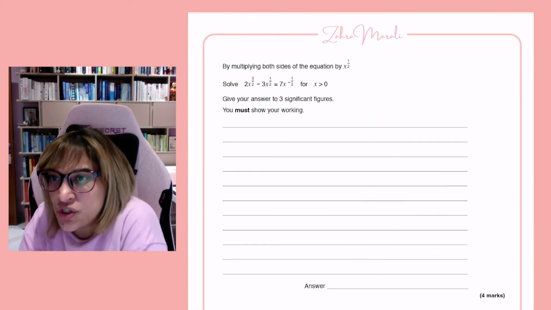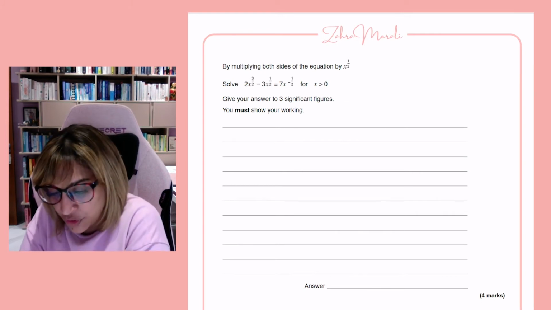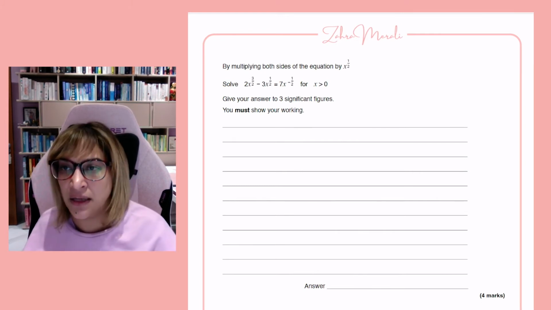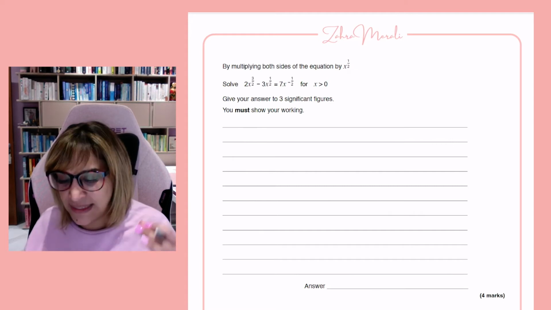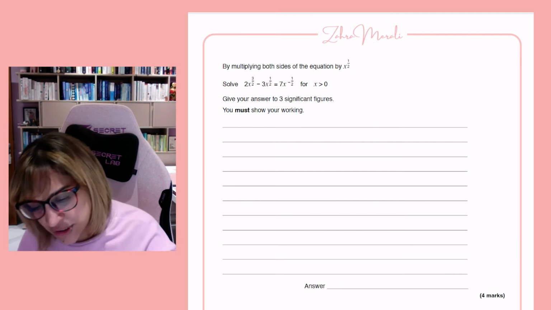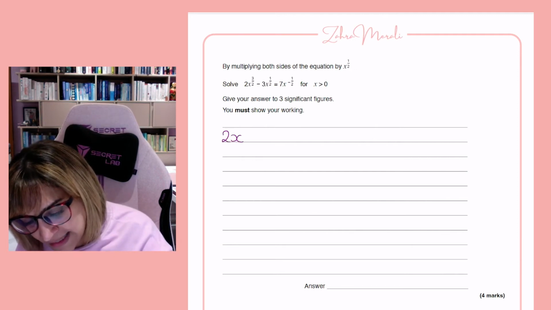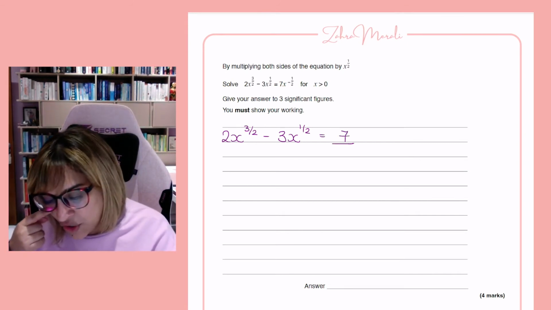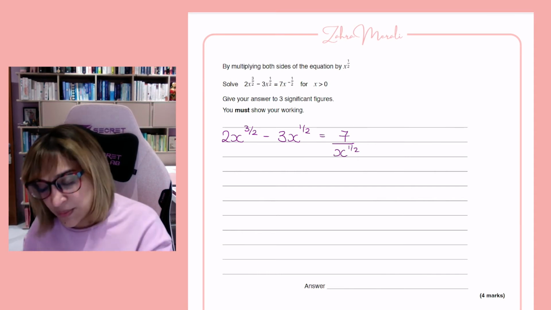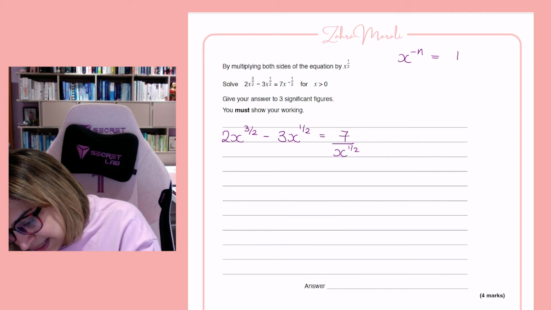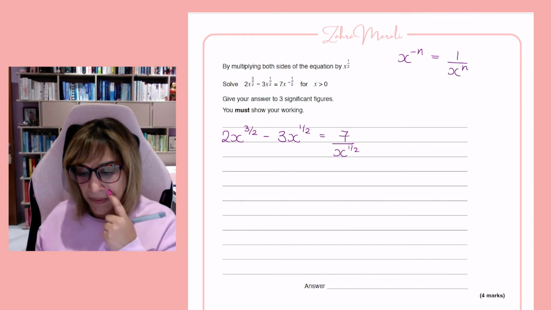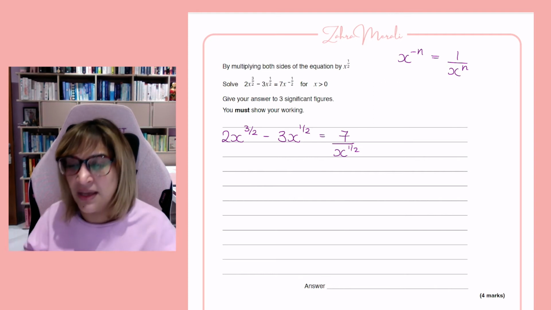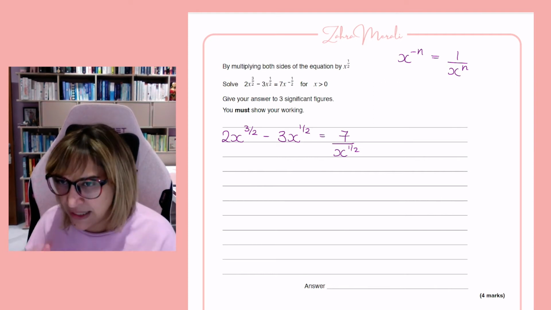Here they're telling you what to do. But if they hadn't told you to multiply both sides by x to the half, how would you have known that was what you needed to do? So the way that you could have looked at this is to say 2x to the power of 3 over 2 minus 3x to the minus half equals 7. And because x is to the power of minus a half, we know that it's on the bottom. Because remember, x to the minus n is 1 over x to the n. The 7 is not to the power of anything. The 7 doesn't also go on the denominator. Be very careful about that.